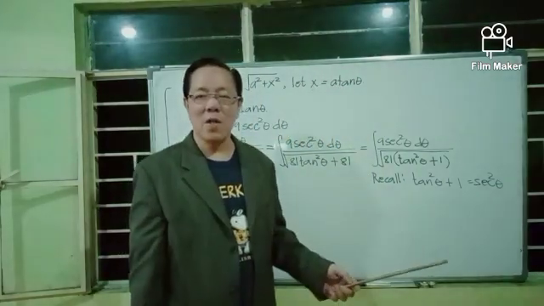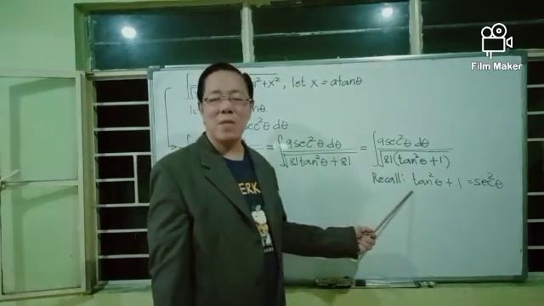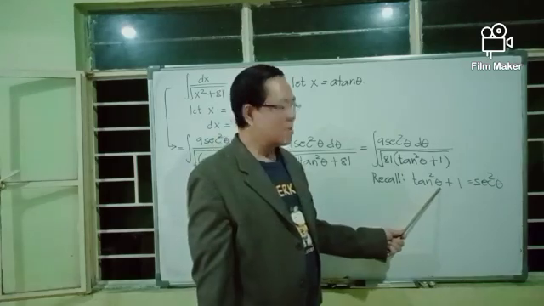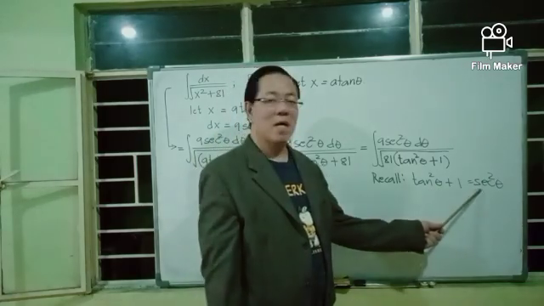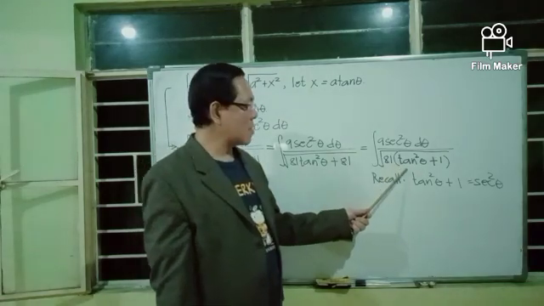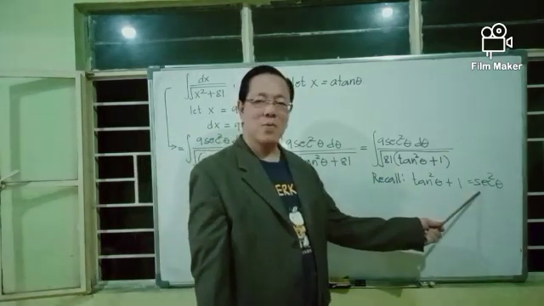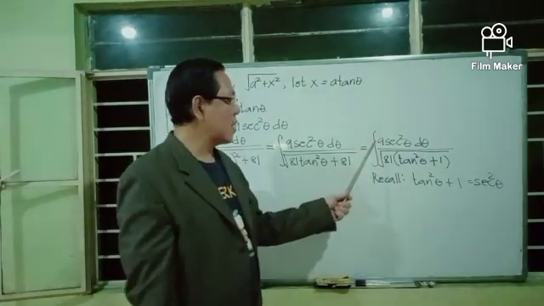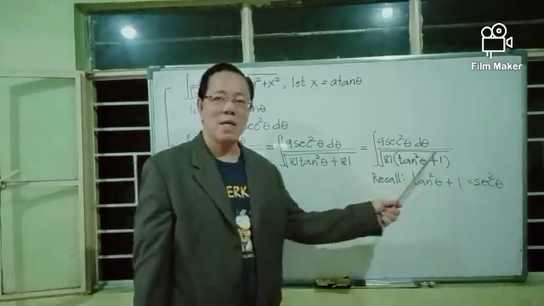And from your trigonometry, one of the three Pythagorean theorems says that tangent squared theta plus 1 is equal to secant squared theta. In the denominator, we replace tangent squared theta plus 1 with secant squared theta. And so this expression now is equal to the integral of 9 secant squared theta d theta.